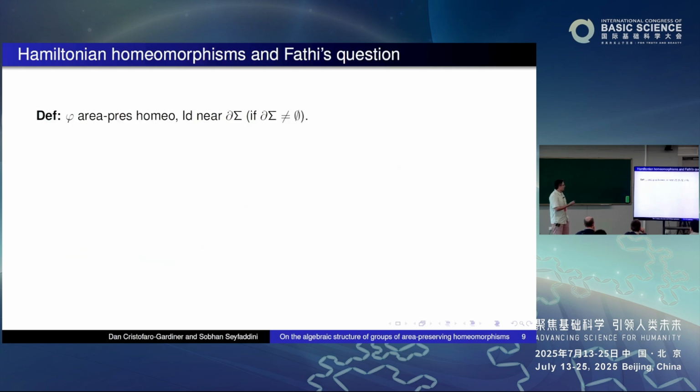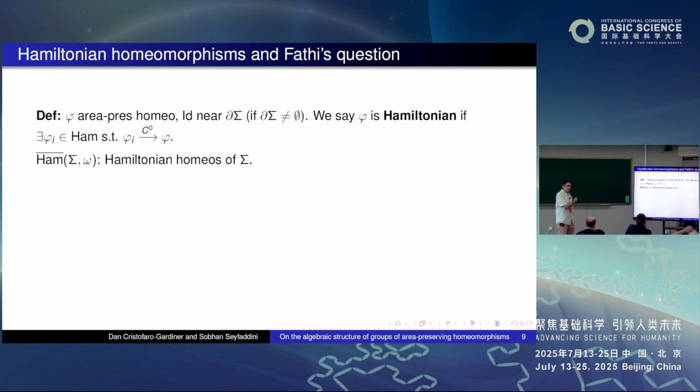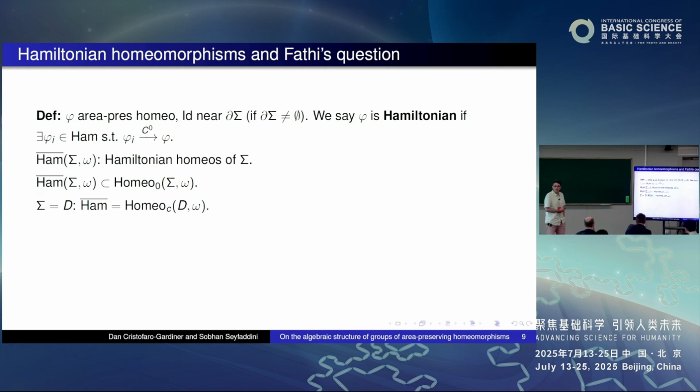Now, there's a notion of a Hamiltonian homeomorphism. So let's consider an area-preserving homeomorphism of any surface, with compact support, meaning it's the identity near the boundary. Then I say a homeomorphism is Hamiltonian if it can be written as a limit of Hamiltonian diffeomorphisms, the C0 limit. And we denote the set of all such things by Ham bar. So these are Hamiltonian homeomorphisms of the surface. And this sits inside area-preserving homeomorphisms of the surface. Usually they're a proper subset. In the case of the disk, it turns out to be all area-preserving homeomorphisms of the disk.